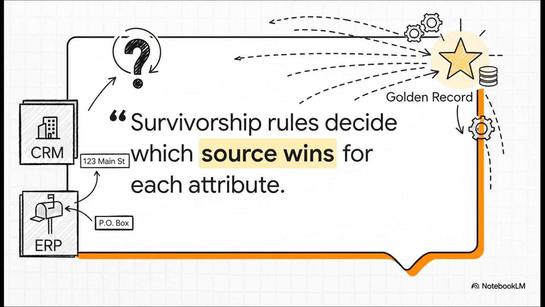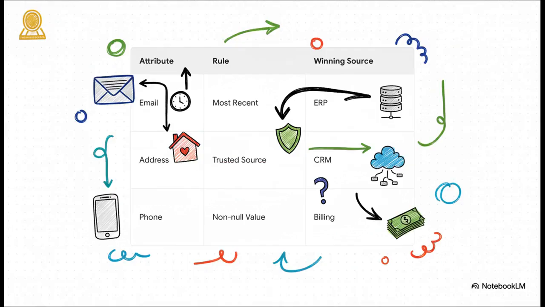The CRM says the address is 123 Main Street, but the ERP says it's a PO box. So which one is correct? This is where the next set of rules, called survivorship rules, come into play. Survivorship is where the business logic really gets to shine. You can create these rules for every single piece of data.